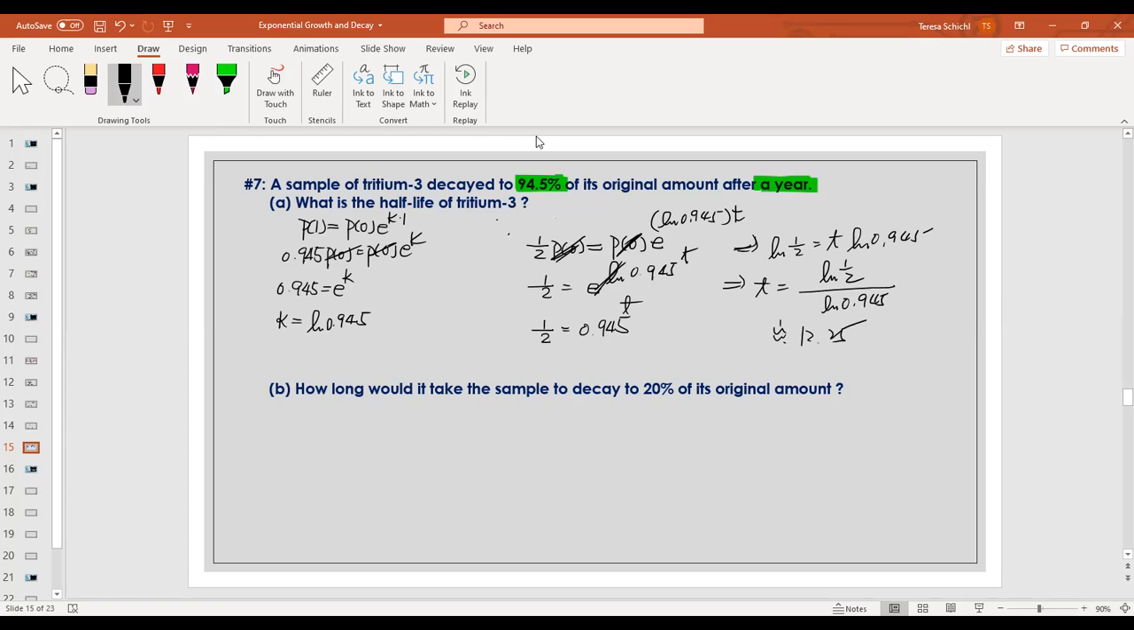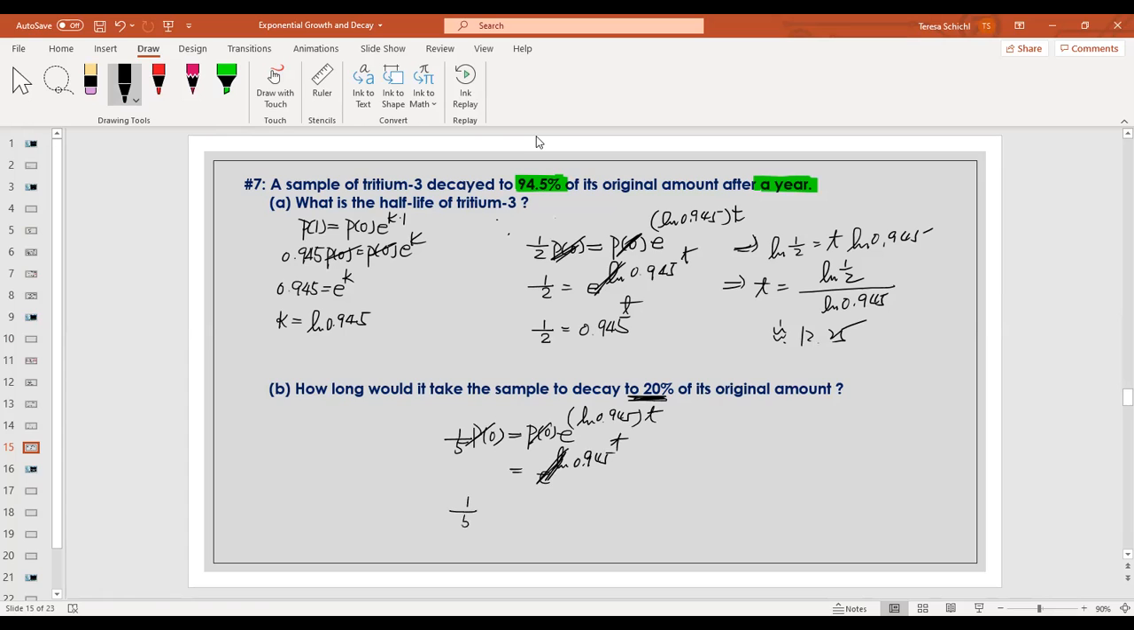Okay, so now let's say how long will it take the sample to decay to 20%? It's the same thing. Instead of half-life, 20% is 1/5. Your P0 times 1/5 will be equal to P0 e to the natural log of 0.945 times t, right? So P0 cancels, and the natural log and e cancel.